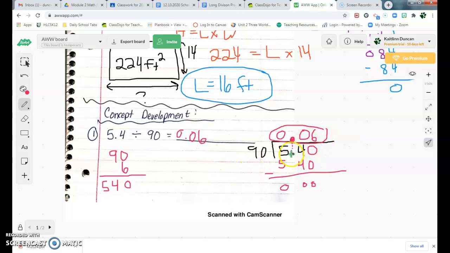And I just threw that decimal up. I added an extra 0 where I needed to, and then I just solved like I normally would. Okay? All right, that was the first problem. Again, it's not too scary, not too intimidating.